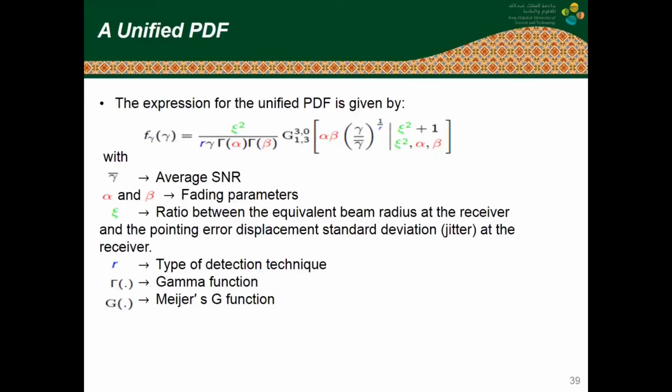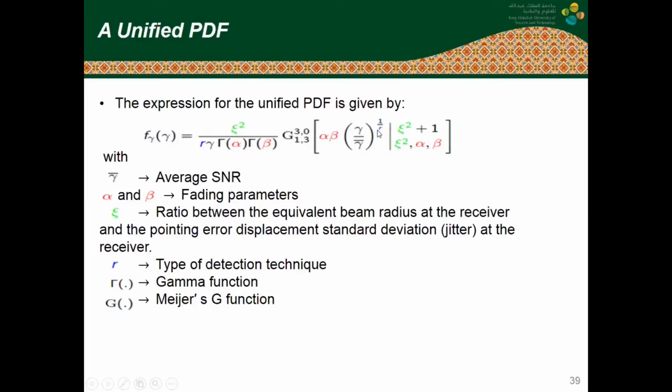So as I told you, when Xi is small, then you have a lot of pointing error. As Xi increases, then you are dealing with essentially no pointing error. This expression, which is a function of the Meijer-G function, a special function that's available now in MATLAB and Mathematica, that you can program, is parameterized by alpha and beta. These are the turbulence parameters, if you will. Xi is a pointing error parameter, and r is a parameter that determines the kind of detection we are using.